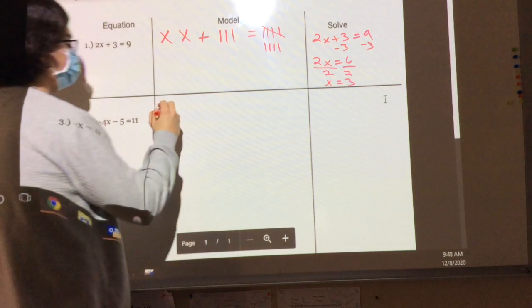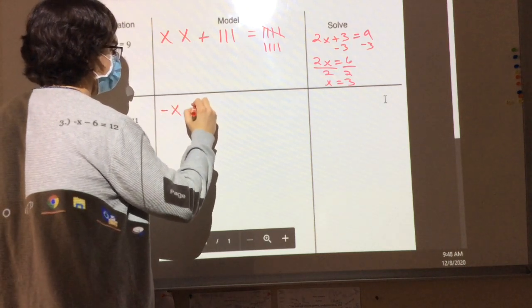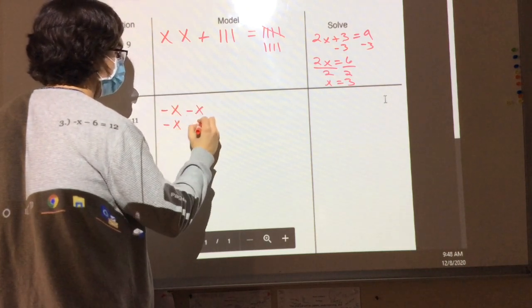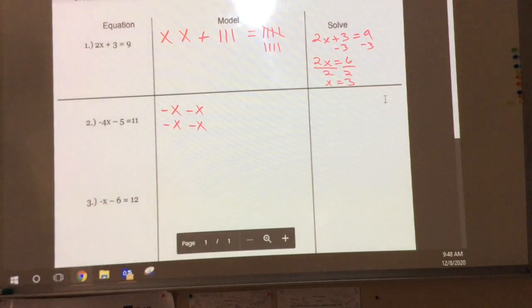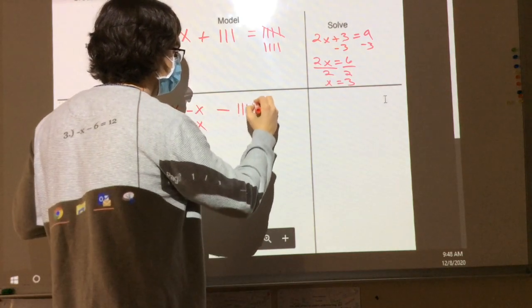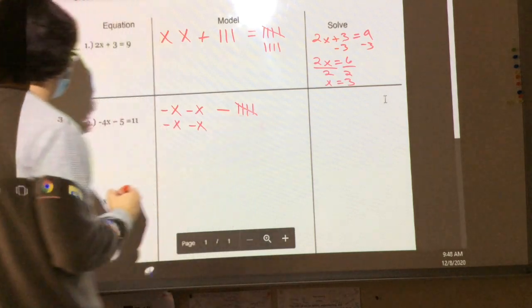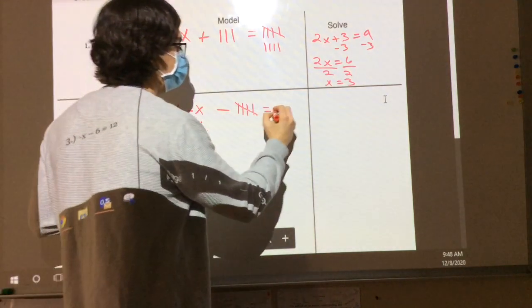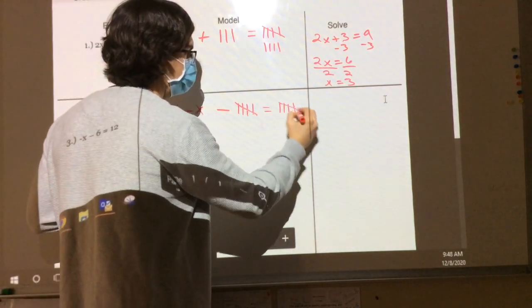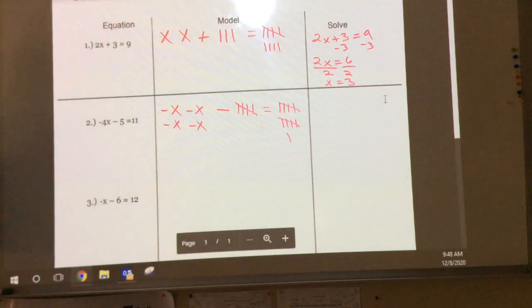So now we're going to have negative 4x. What's going to be? Negative 1, negative 2, negative 3, negative 4. Do we agree that's negative 4x's? Minus 1, 2, 3, 4, 5. I guess I should make it into an actual 5 there. That's going to be equal to 1, 2, 3, 4, 5, 6, 7, 8, 9, 10, 11. Still good?